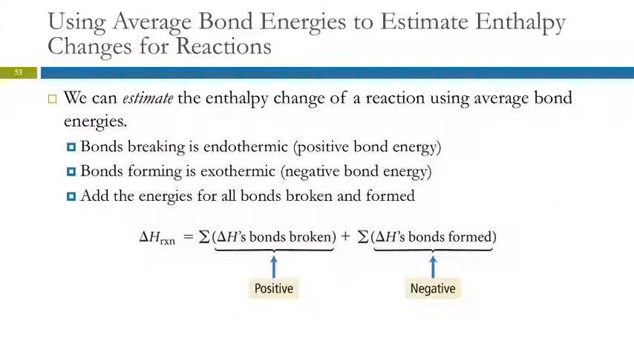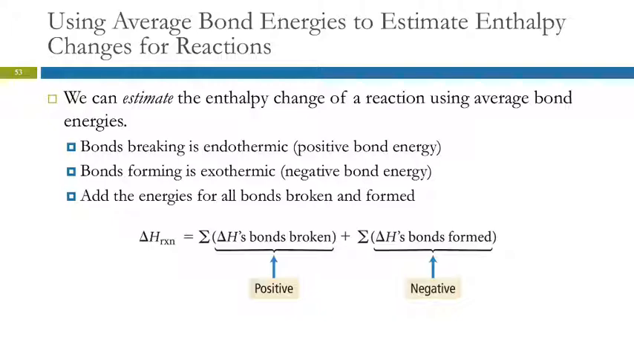Well, how do we use bond energies for estimating enthalpy changes? What we're doing is we're looking at breaking bonds and making bonds. Breaking bonds is endothermic, putting energy into the molecule. Forming bonds is exothermic, releasing energy. So we're going to look at all the bonds that get broken. That's energy putting in. And we're going to subtract the energies for all the bonds that get formed, because that's releasing energy. And that gives us an estimate of the enthalpy.